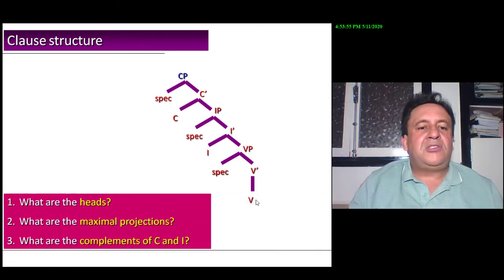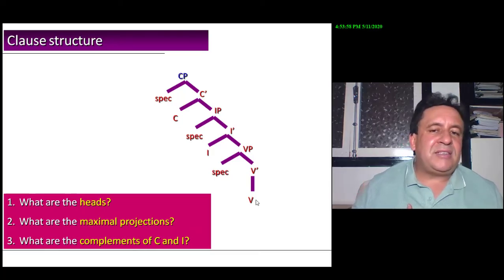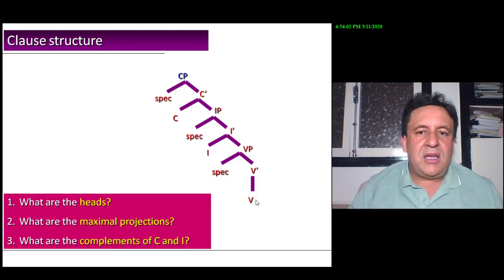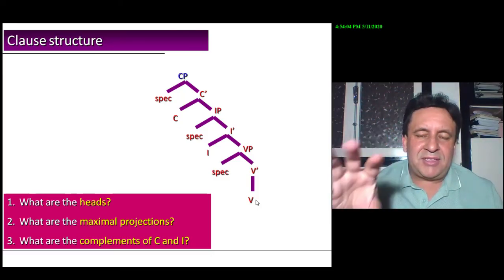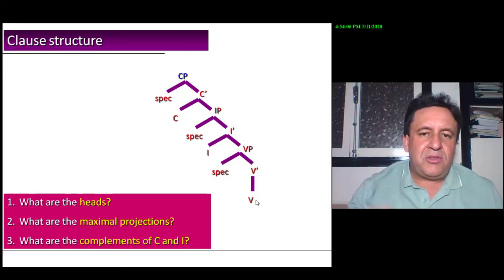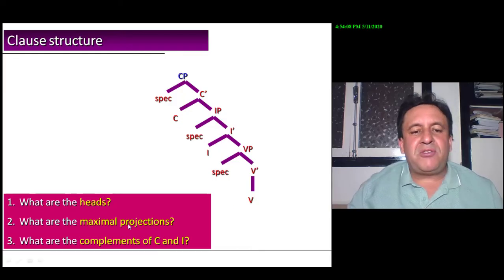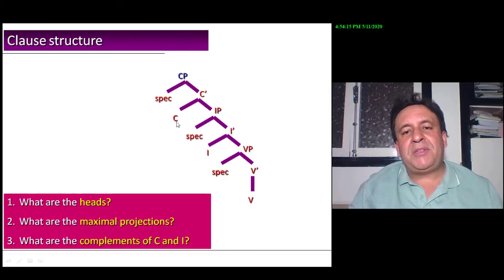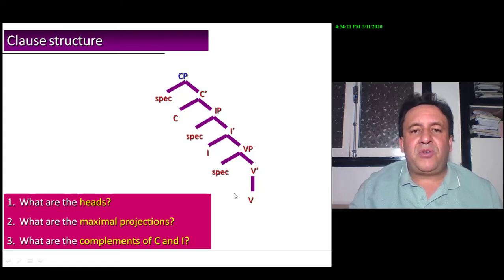So here are some questions for you, just to make sure that you understand how we built this tree diagram, and that you can use the relevant terminologies. What are the heads in here? The answer should be, we have three heads: the complementizer, the inflection, which is the auxiliary, and the verb. So we have three heads.